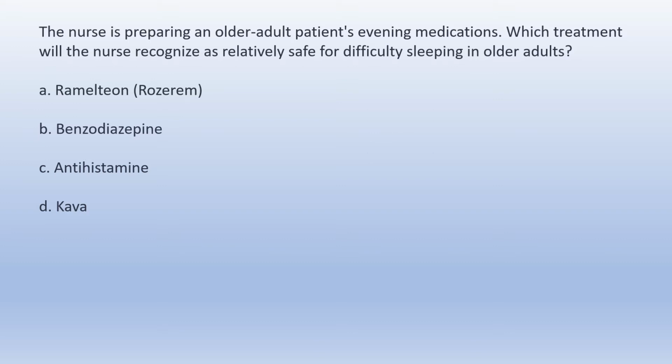The nurse is preparing an older adult patient's evening medications. Which treatment will the nurse recognize as relatively safe for difficulty sleeping in older adults? A. Ramelteon, Rozerem. B. Benzodiazepine. C. Antihistamine. D. Kava.